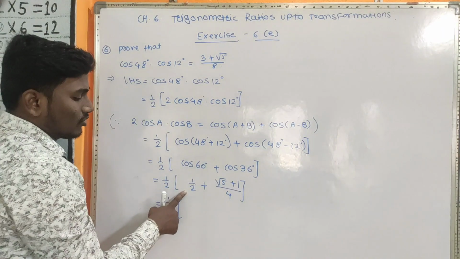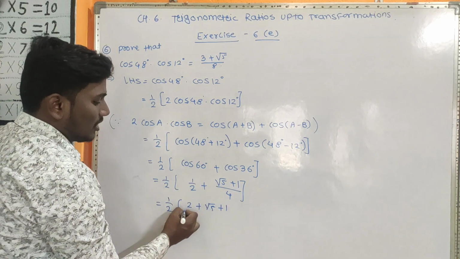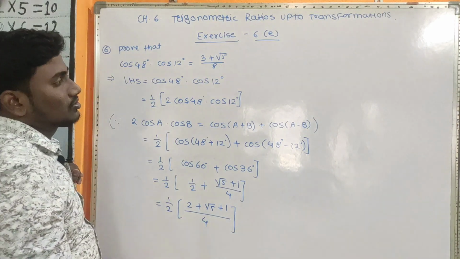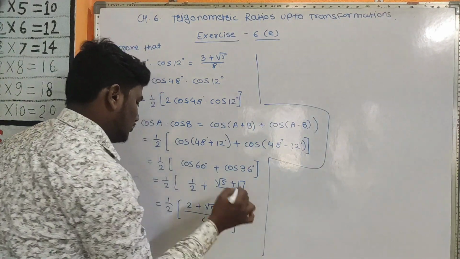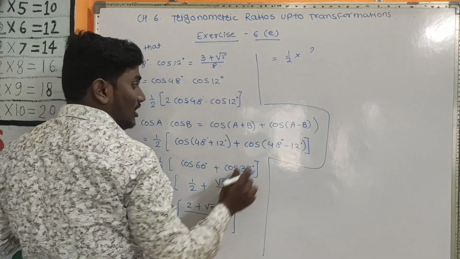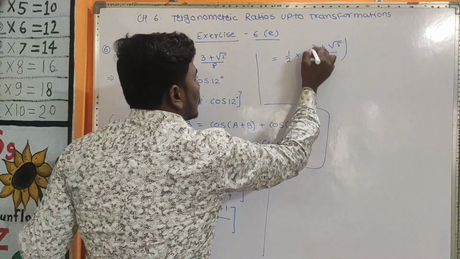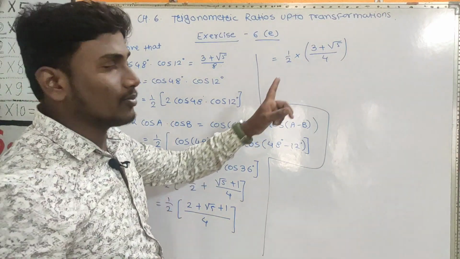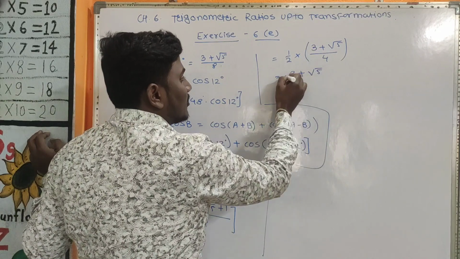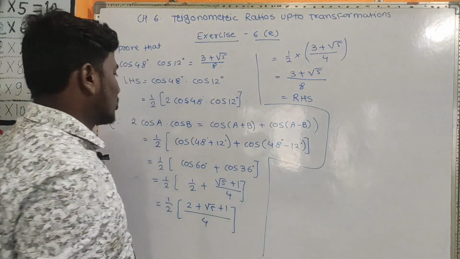So multiply and divide by 2, we get 2 plus root 5 plus 1 divided by this 2 into 2 is 4. 4, 4 base same, so we can write like this. So what do we get in the next step? 1 by 2 into this 2 plus 1, 3 plus root 5 divided by 4. Numerator into numerator and denominator into denominator: 1 into 3 plus root 5 divided by 2 into 4 is 8. So this is the required RHS, hence proved. Okay.